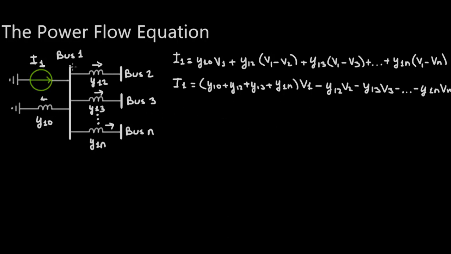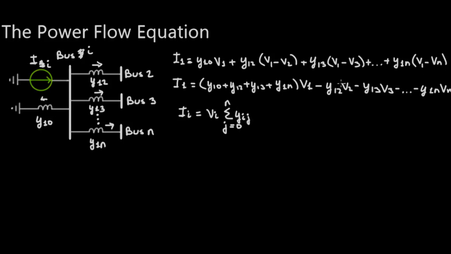Now let's do one thing. Instead of calling this bus 1, I'm going to call it bus i, and rewrite the equation. The current Ii, the lowercase i being this one right here, is equal to Vi, this voltage, times the summation from j equals 0 to n of the admittances that connect to that bus, so Yij.